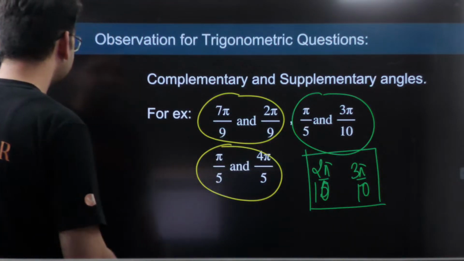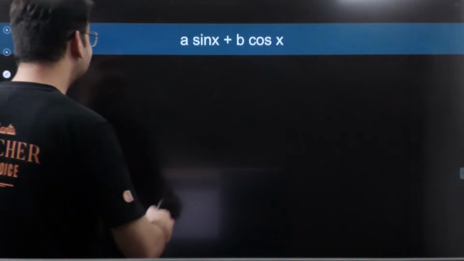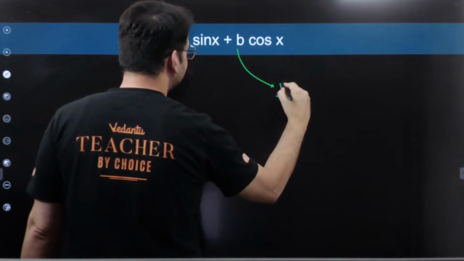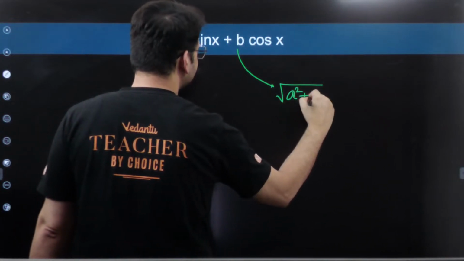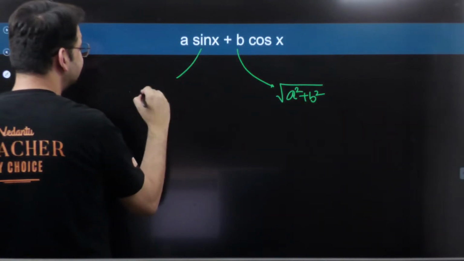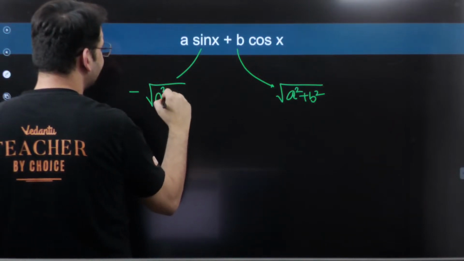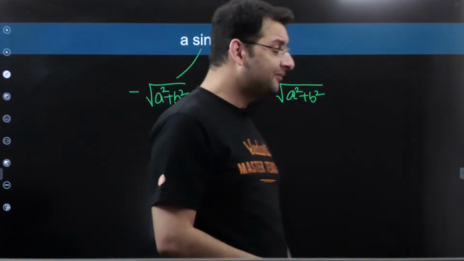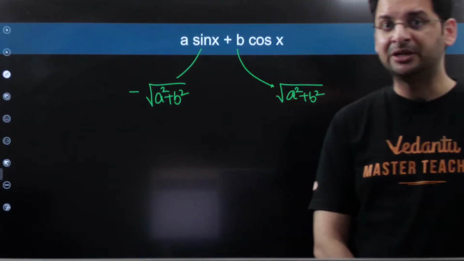Okay? Now the next concept is a sin x plus b cos x. You should know that the maximum value is root of a square plus b square. And the minimum value of this expression is minus root of a square plus b square. So again, a very important thing, very useful thing. So maximum value root of a square plus b square, minimum value minus root of a square plus b square.